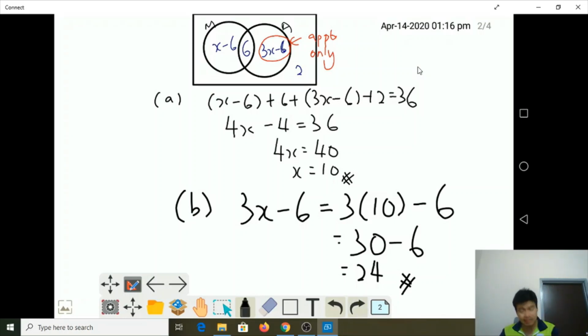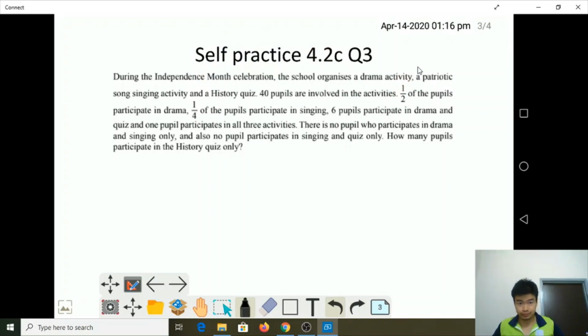So now let's move on to the question that your friend asked. Okay, this one. Self-practice 4.2C question number 3. This question is in your assignment. If you haven't done your assignment, please go and look back for the assignment, question 3. We are going to discuss this question together, alright?